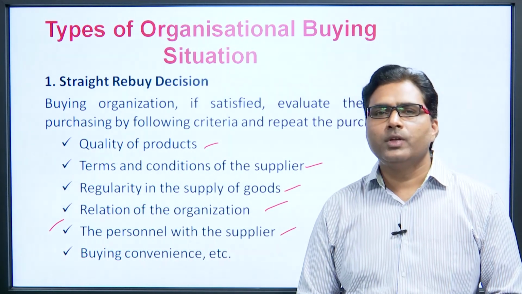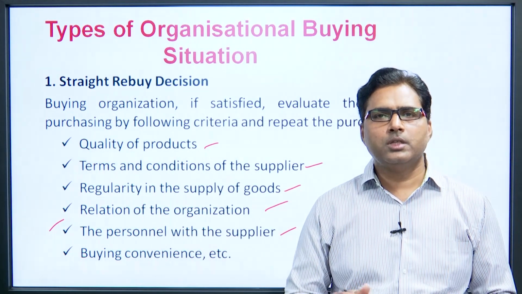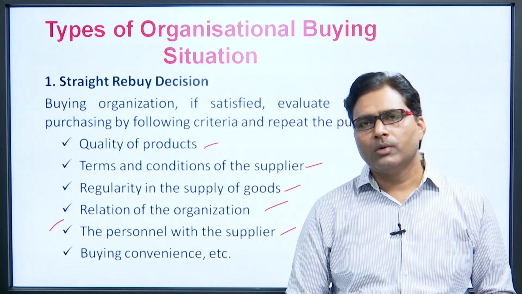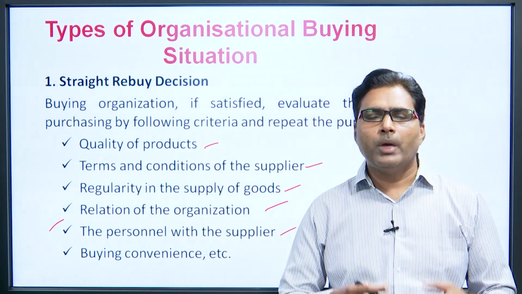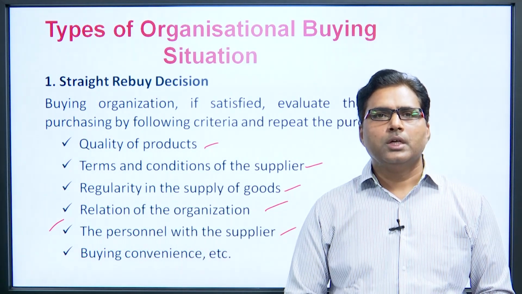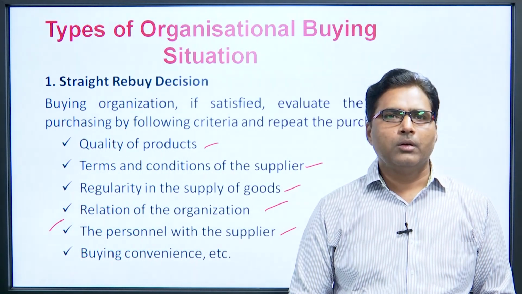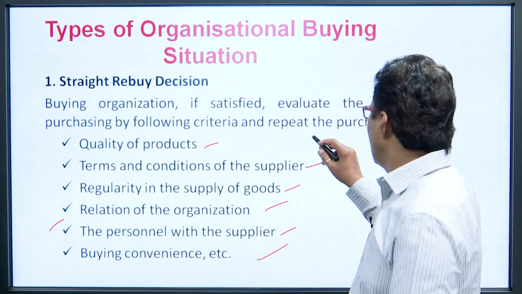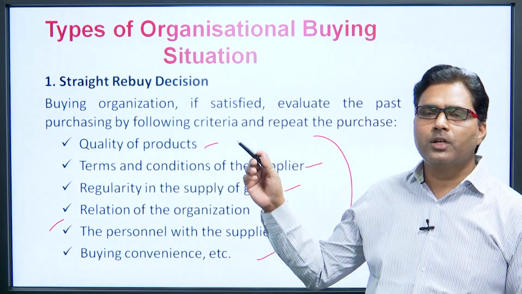Then buying convenience. Buying convenience can be seen as how easy the process is for the buyers to make the decisions. There may be the prices, the payment options, the discounts, and other delivery options that may provide convenience to the buyers for making certain decisions. So, these were the total criteria working behind the straight rebuy decisions.